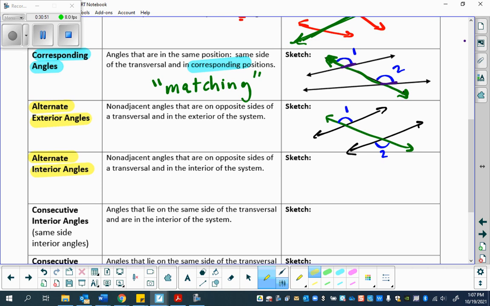So what do you think alternate interior angles are? On opposite sides. So opposite sides of the transversal. Keep going. And they are inside. So if I have my two lines here, and I have my transversal here, if I have opposite sides of the transversal and inside in the interior of those lines, those would be our alternating interior angles.